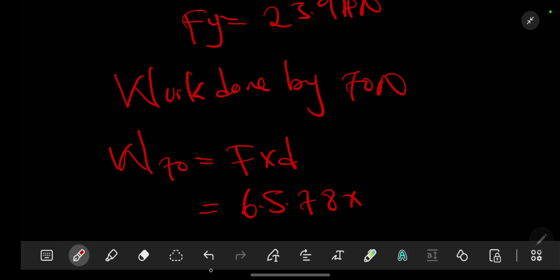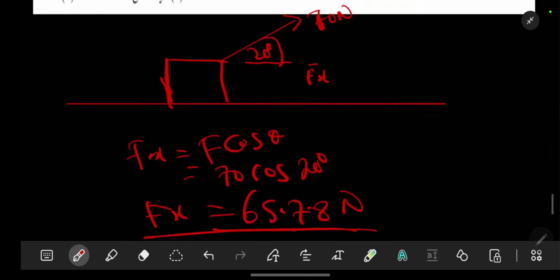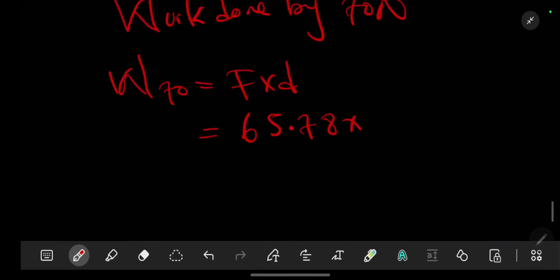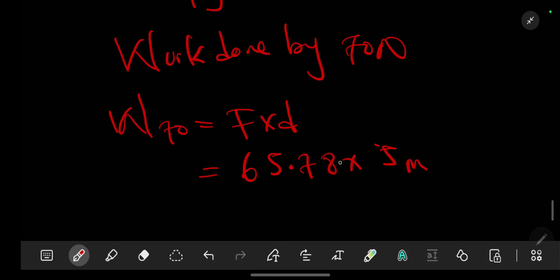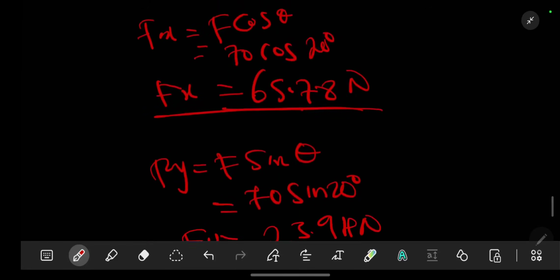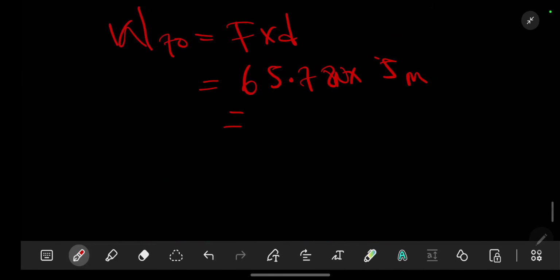So we have 65.78 times the distance with which it moved. It was displaced 5 meters, so we are going to say times 5 meters. So we have 65.78 times 5, which gives us a value of 328.9 joules. So this is the work done by the 70 newton force.